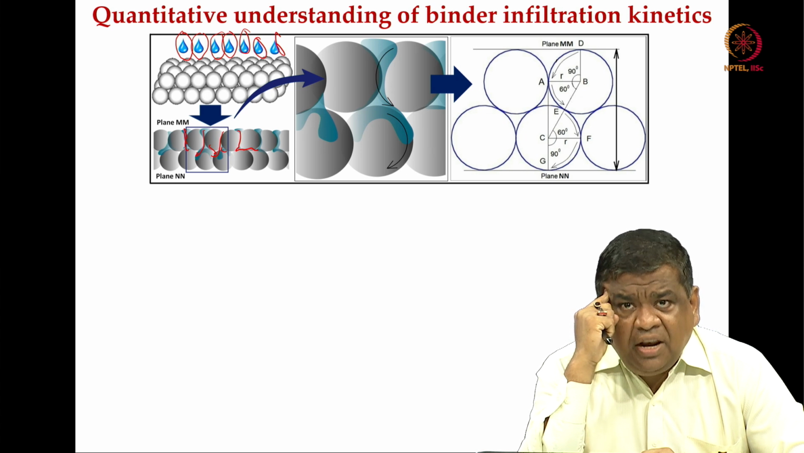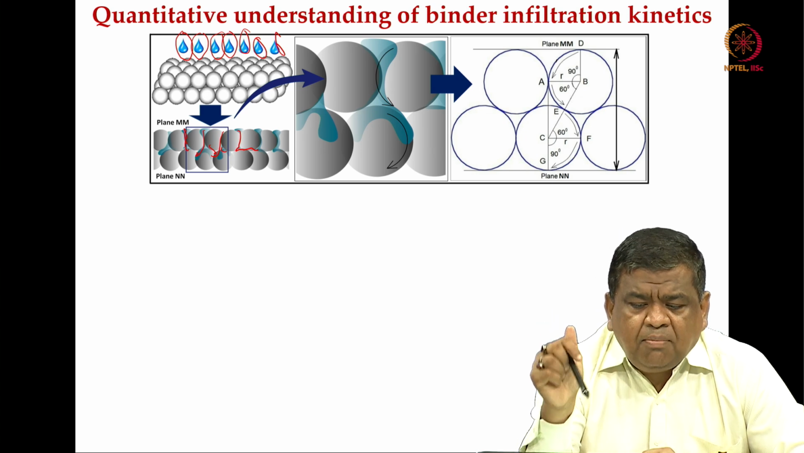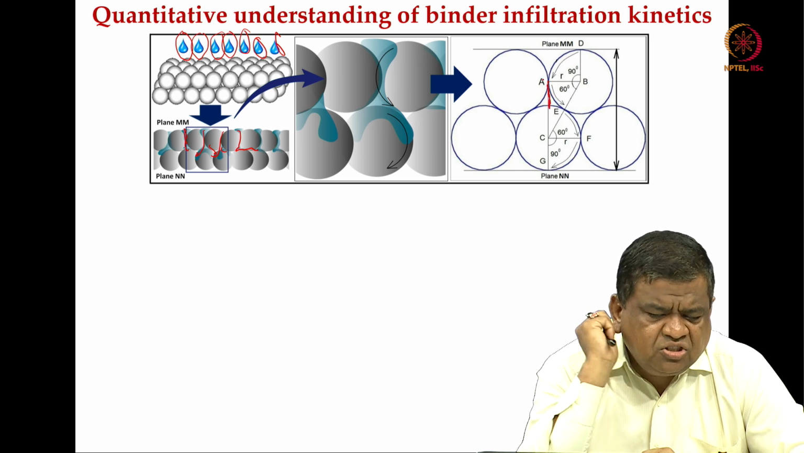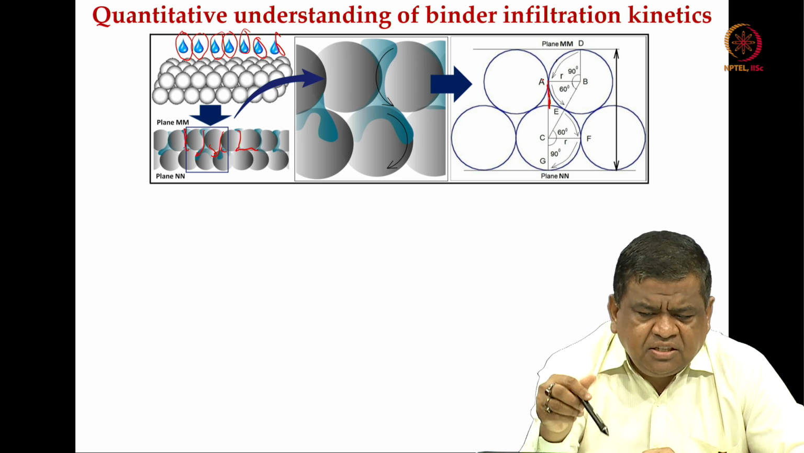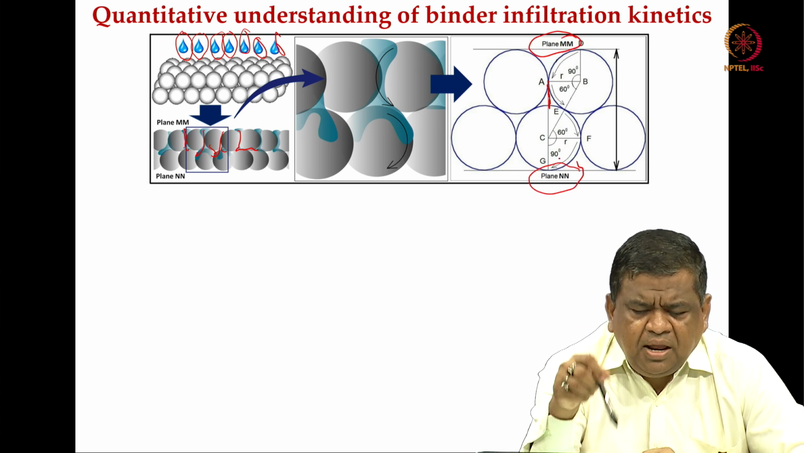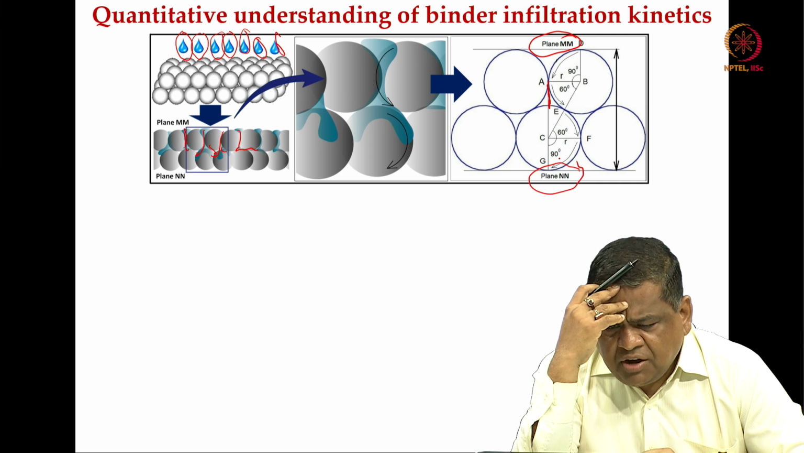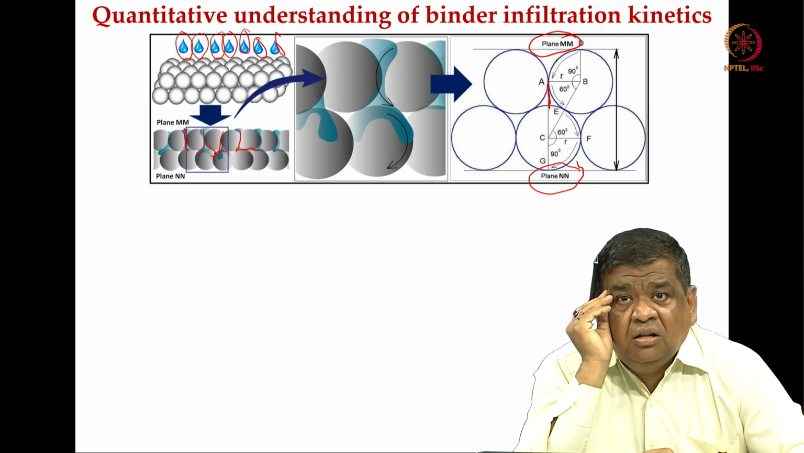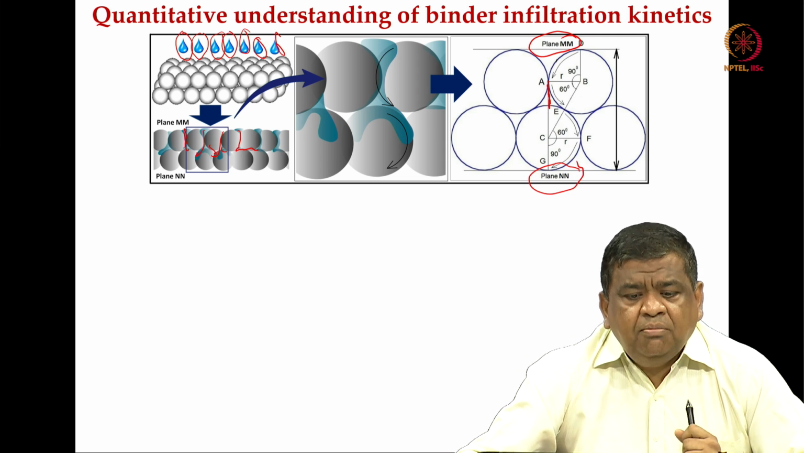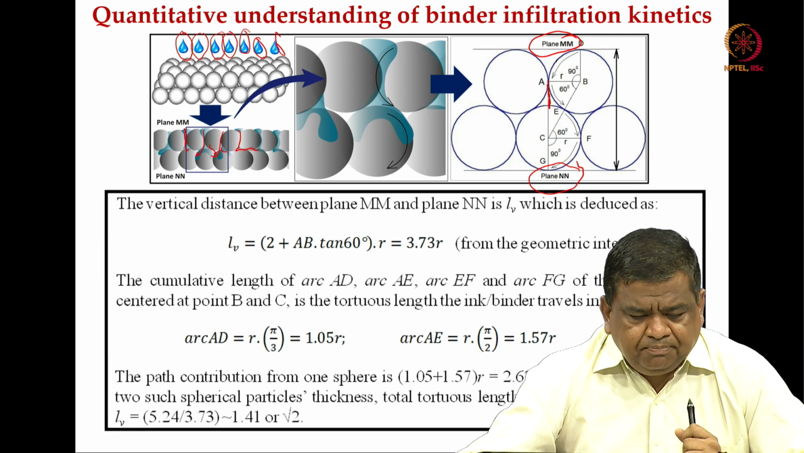We have done very simple pen and pencil type calculations to find out the typical depth, the path distance and so on. This is one plane, plane NN, and we are trying to find out the path that the binder traverses each time it infiltrates into the powder bed.